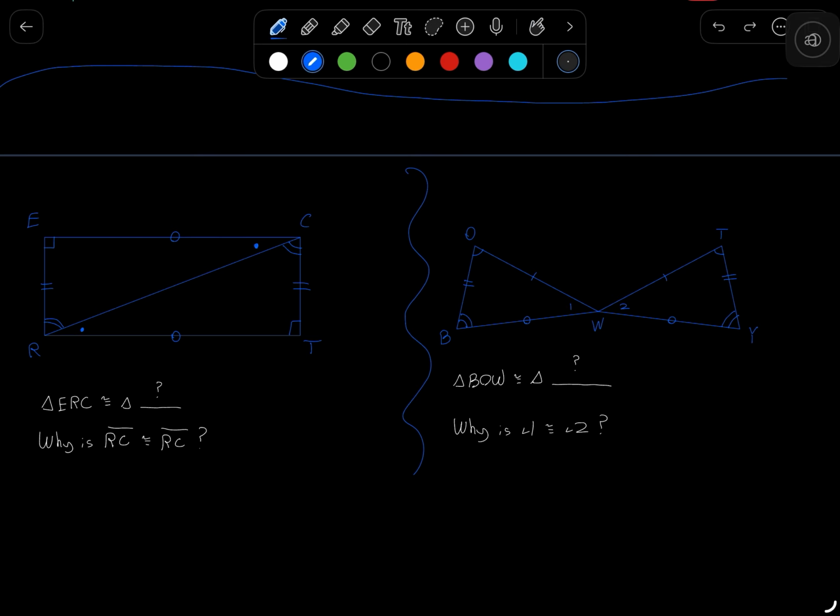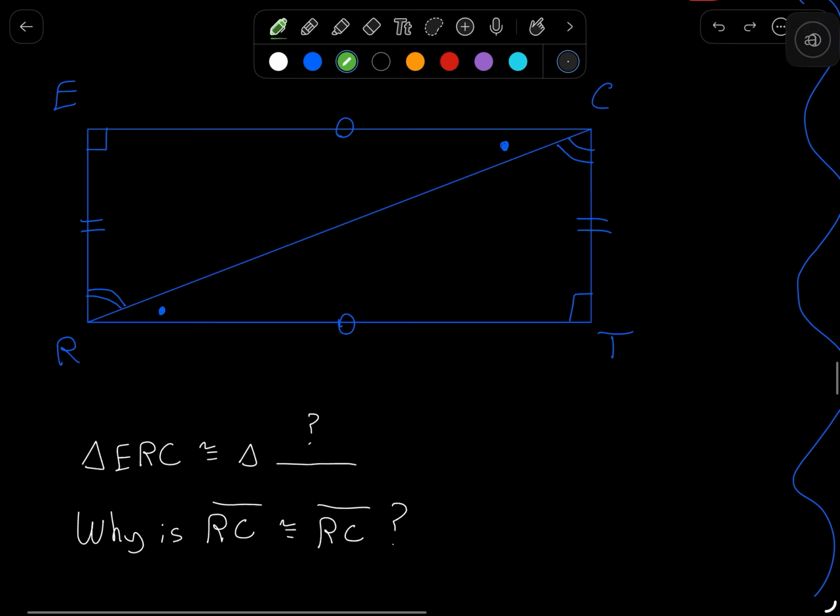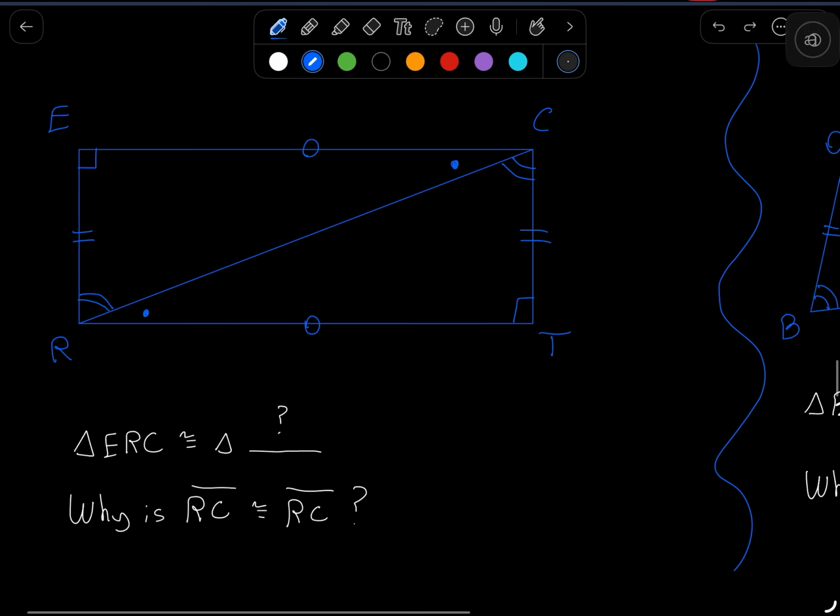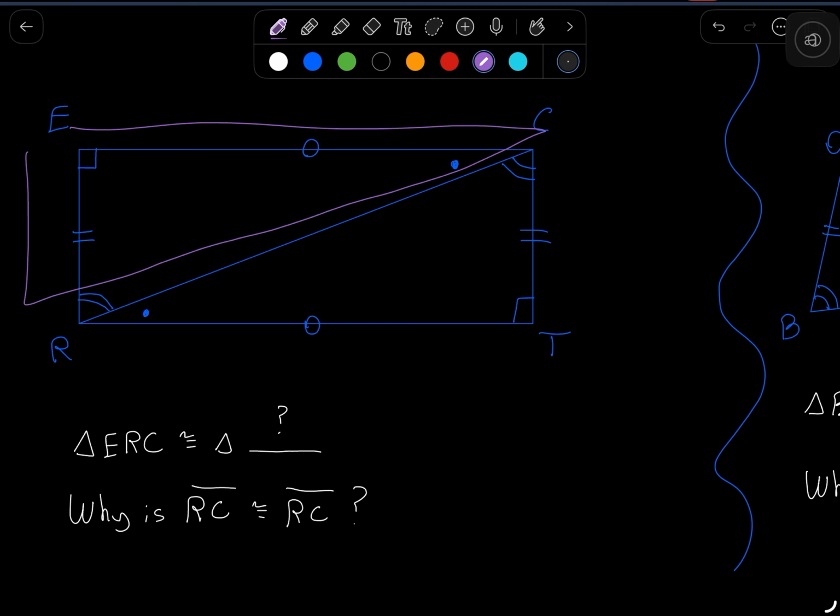Okay, I'd like you guys to try these problems too before I dive into it. All right, so let's look at this one. Here we have triangle ERC, right? And ERC here. We're trying to prove it's congruent to another triangle. Which one would it be?